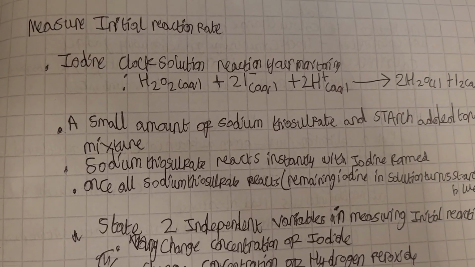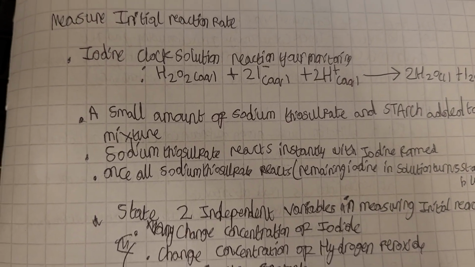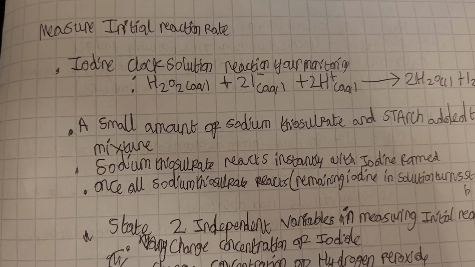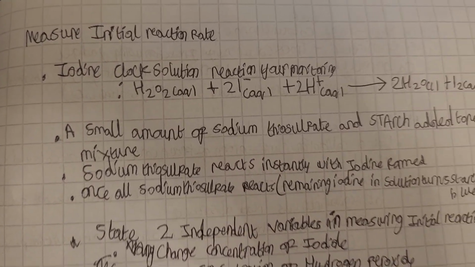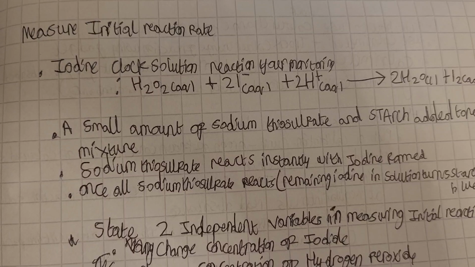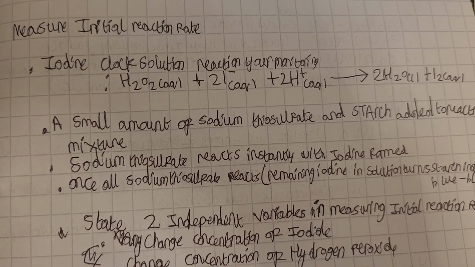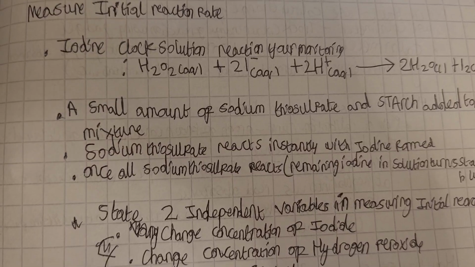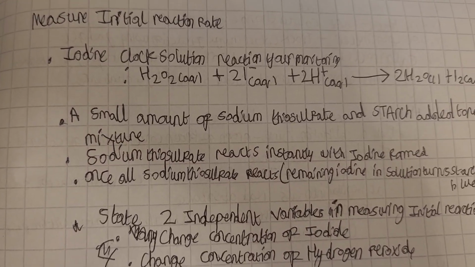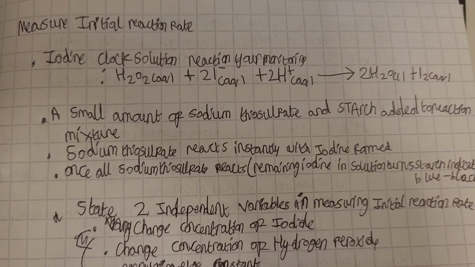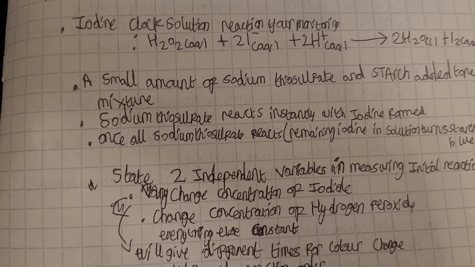The practical to measure initial reactant rate. So the iodine clock solution reaction you're monitoring. This equation you do need to learn off by heart: H2O2 (aq) + 2I⁻ (aq) + 2H⁺ (aq) → 2H2O (l) + I2 (aq).